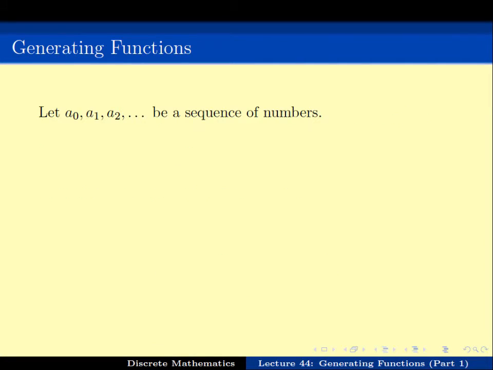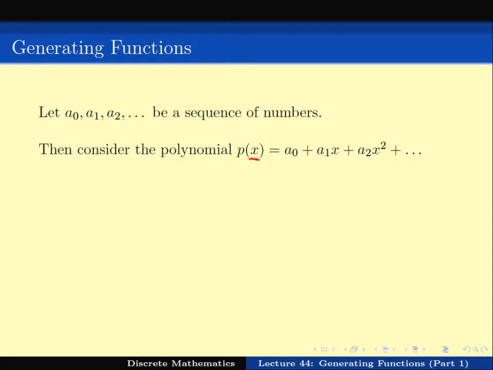Now, for this thing to work, we will define what we call generating functions. So let's start with a sequence of numbers, a0, a1, a2 till whatever, a infinity or some value. Now the generating function is basically this polynomial that we define, where x is a variable and p of x is a polynomial defined as a0 plus a1x plus a2x square plus a3x cube and so on.